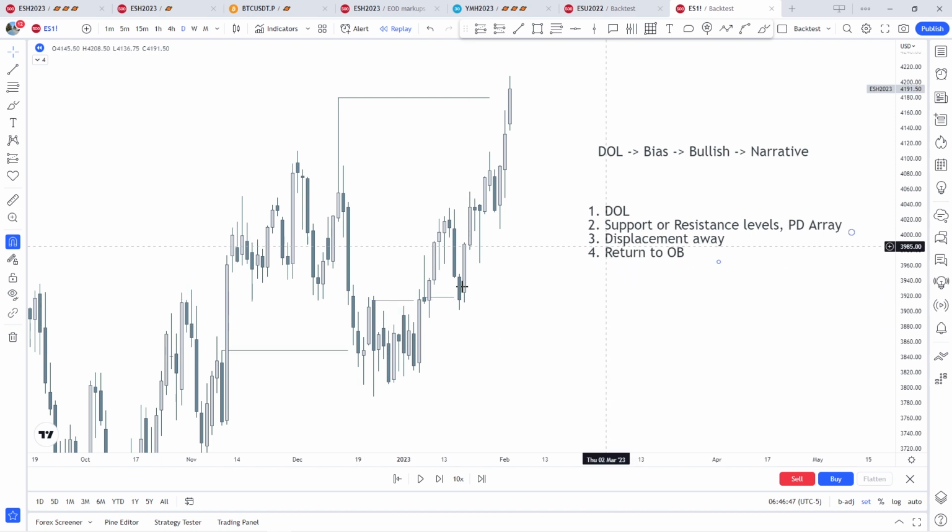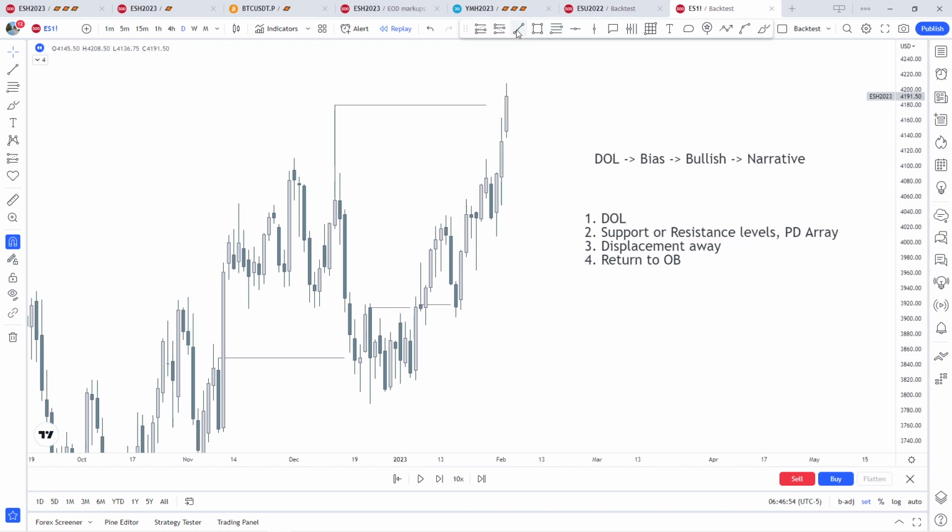Third one, displacement away here. Fourth, return to order block here. Then what do we create? A new order block. Again, I'm going to repeat, because that's the best thing for you to learn.